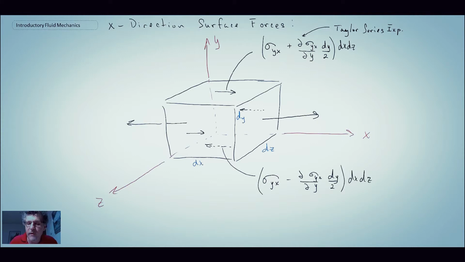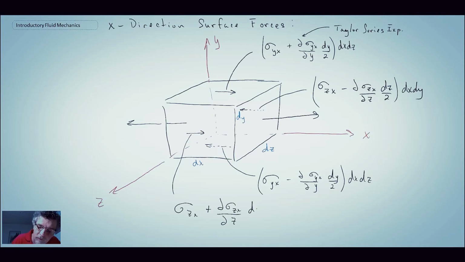So those are the two components on the y surface. We have one at the bottom and one at the top. Now what we'll do, we'll expand out and express the ones on the z surface. So those are the stresses that are on the z surfaces in the x direction. And finally, what we'll conclude with will be the x surfaces in the x direction.